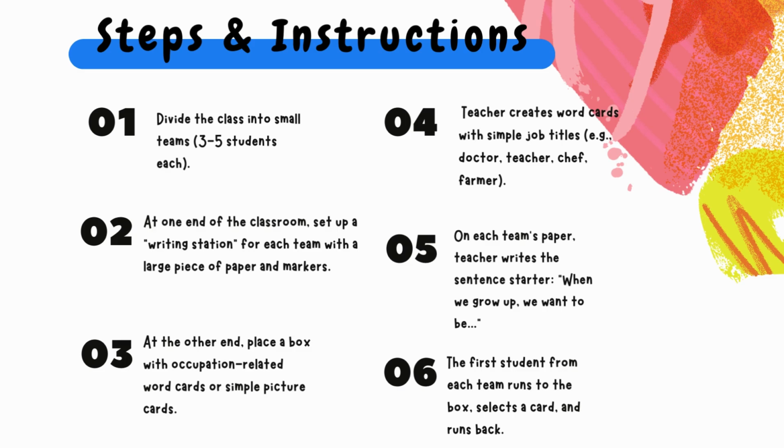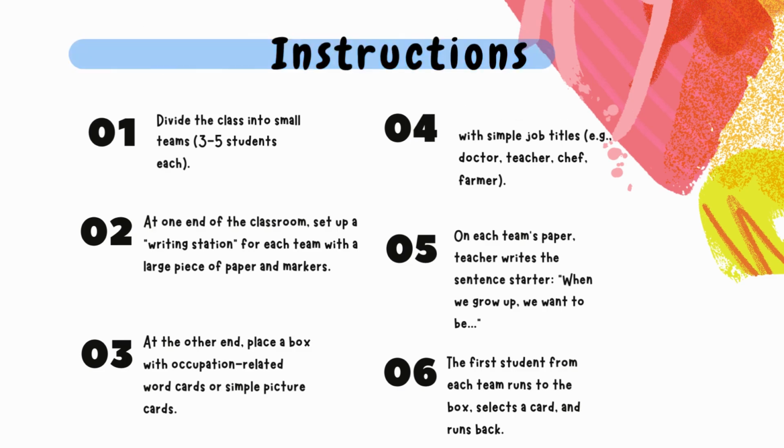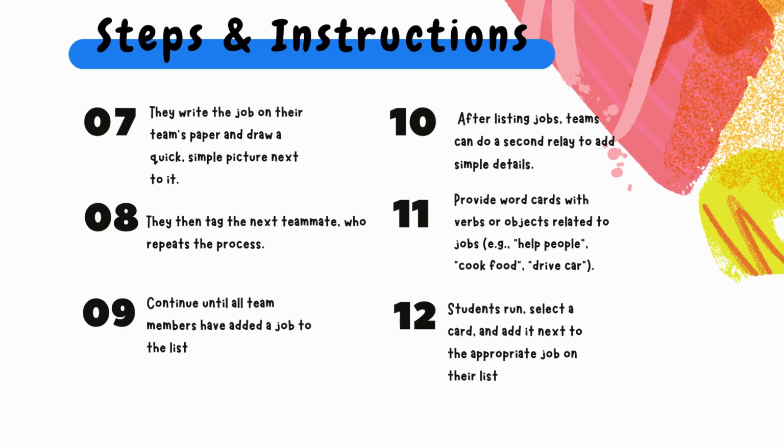Number 4, the teacher creates word cards with simple job titles, for example, doctor, teacher, chef, farmer. And number 5, on each team's paper, the teacher writes the sentence starter, when we grow up, we want to be. Number 6, the first student from each team runs to the box, selects a card, and runs back. Step number 7, they write the job on their team's paper and draw a quick simple picture next to it. Step number 8, they then tag the next teammate who repeats the process.